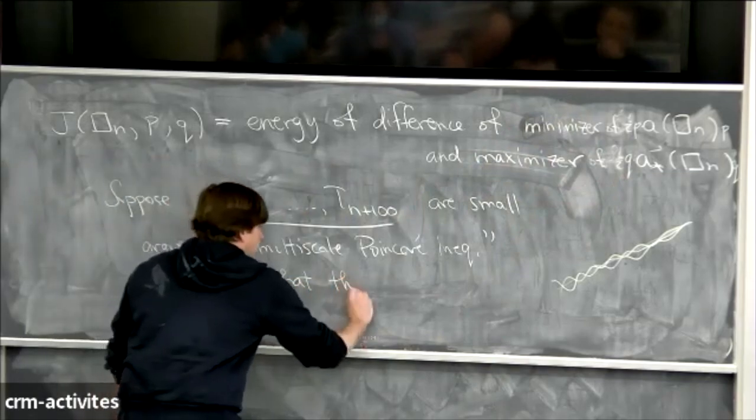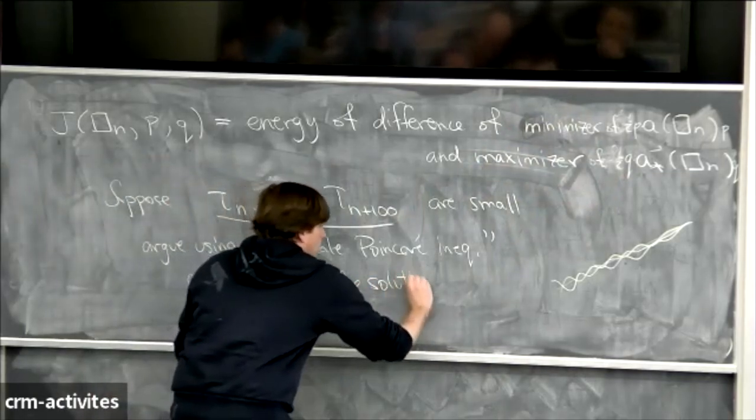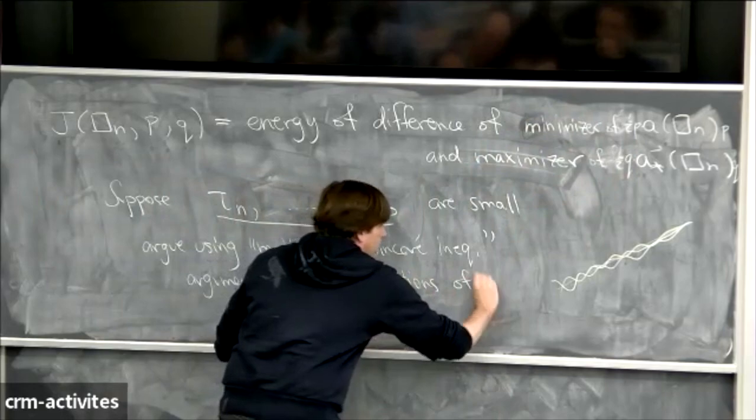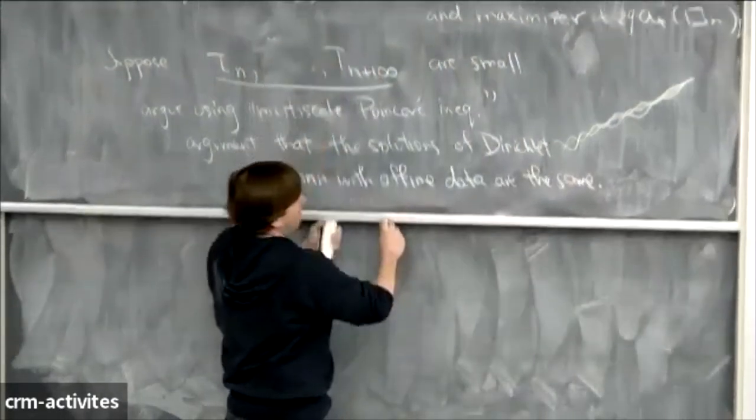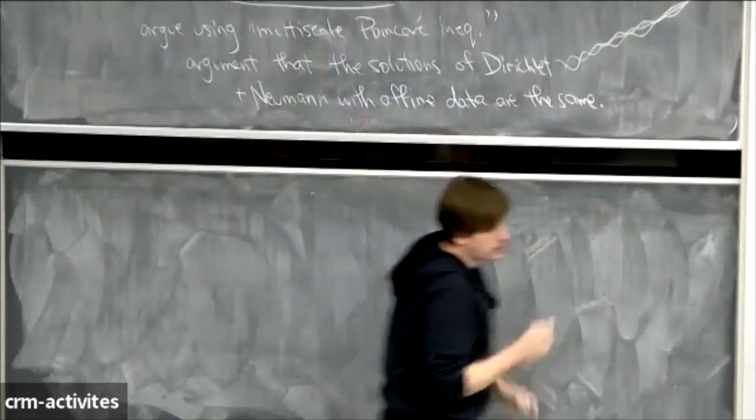So I'll just say that the solutions of Dirichlet with affine and Neumann with affine data are essentially the same. So that's what you end up proving. Let me write down actually the inequality. Actually, I'm just trying to do that. Starting to get a bit sketchy here.